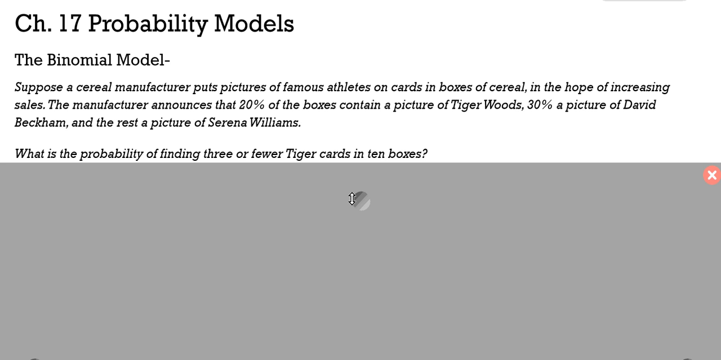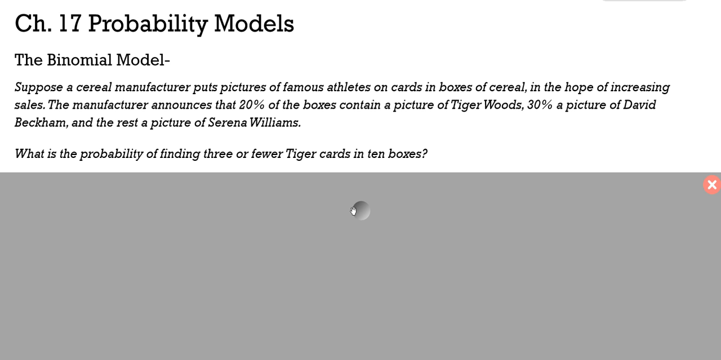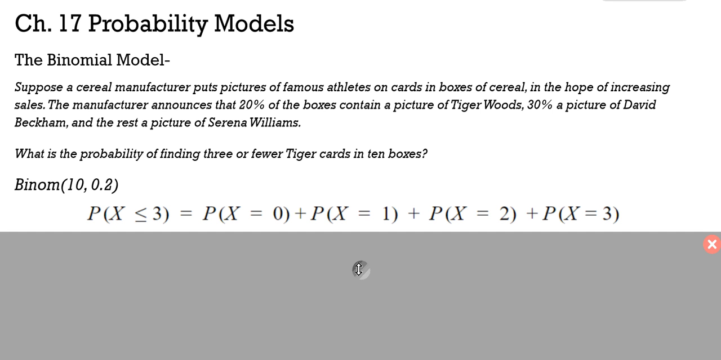If we change the question slightly to what's the probability of finding 3 or fewer cards in 10 boxes, well, then that gets to be a little more time consuming, because that could be 0 Tiger Woods cards, 1 Tiger Woods card, 2 Tiger Woods cards, or 3 Tiger Woods cards. We'd have to do that same process that we did for 3 successes for 0, 1, and 2. That would be kind of cumbersome, but that's really what we're finding here. When we find 3 or fewer, that's why it's less than or equal to, we find the probability of 0 successes, 1 success, 2 successes, and 3 successes, and add them all together.